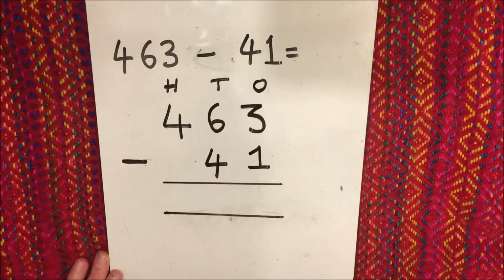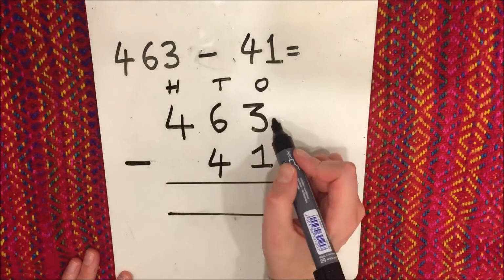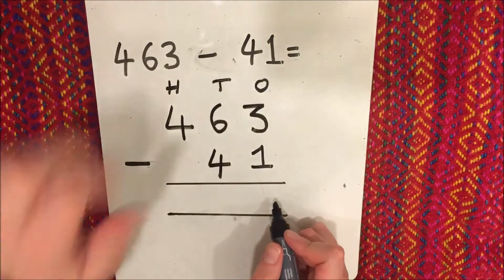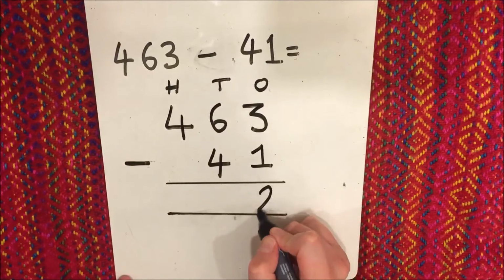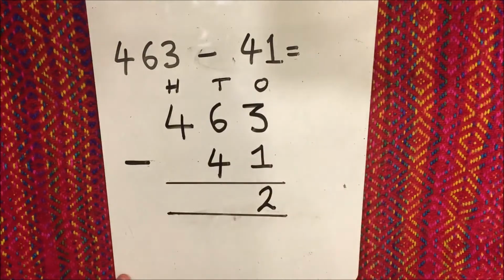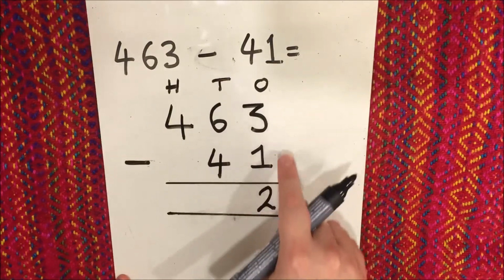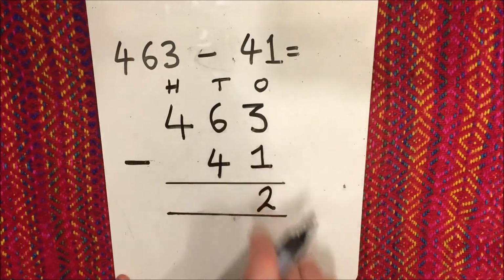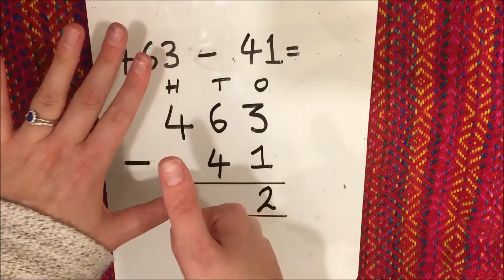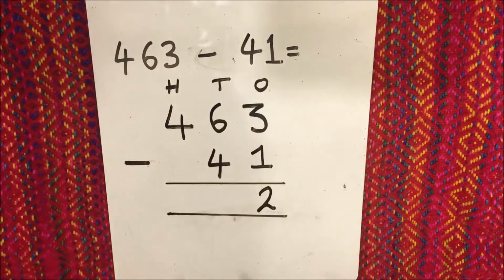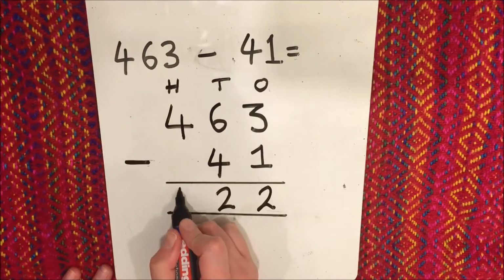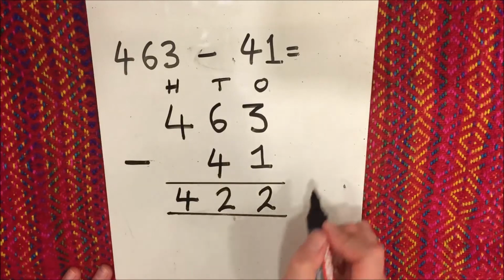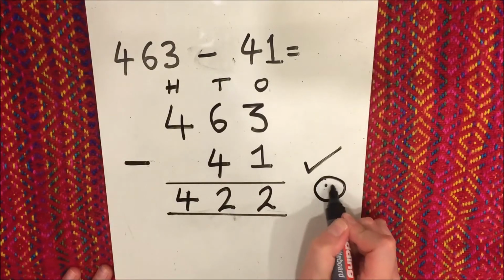Which ones do we start with? That's right, the ones. So we do 3 ones, take away 1 is 2. Remember, we cannot swap things around in a take away. It's not like an add. We must do the top number, take away the bottom number. Now we move on to our tens. 6 tens, take away 4 tens is 2 tens. The 2 tens here mean 20. 400 take away no 100, 400, 422. How did you find that?